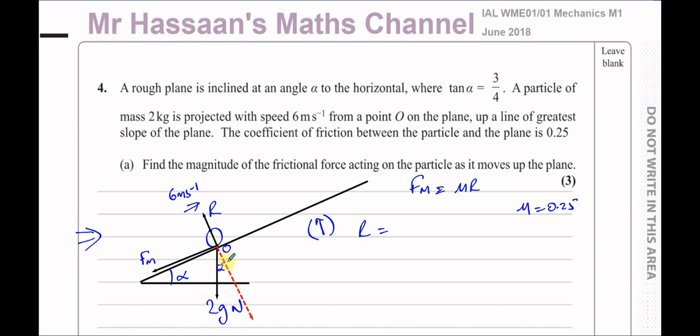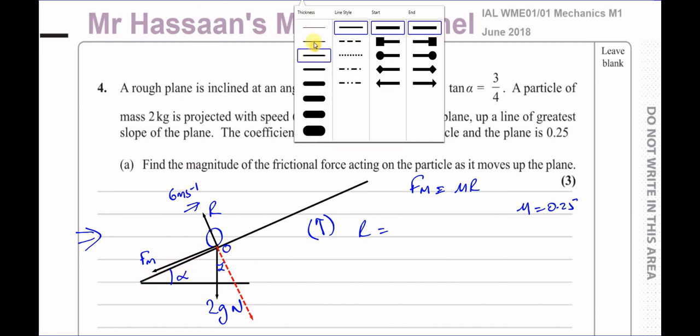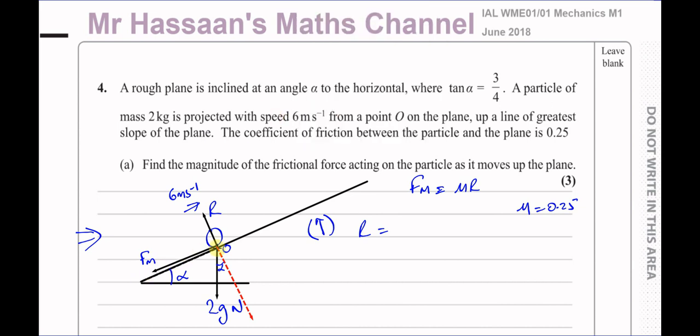The reason why it's alpha is because we have this whole triangle over here, and you have this small triangle over here. And these two triangles are similar triangles. So if I just take a few seconds to draw something like this, I've got this big triangle here.